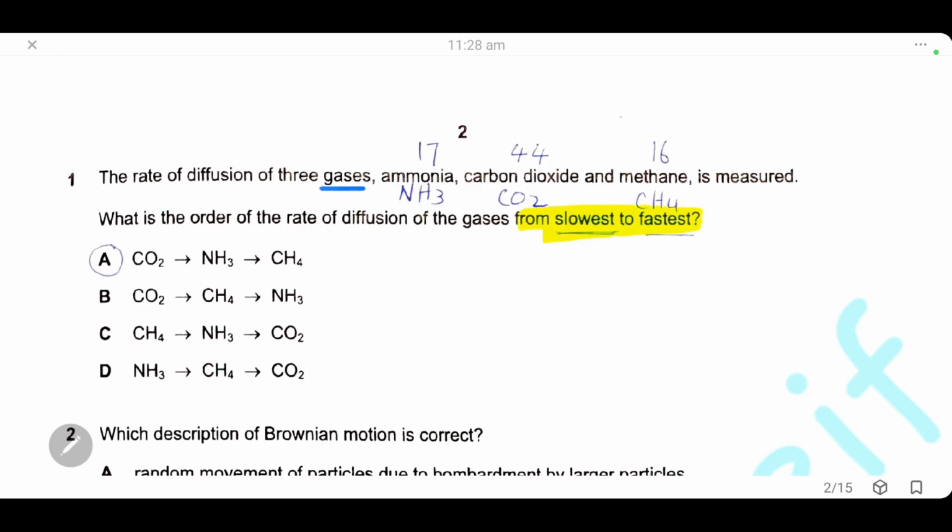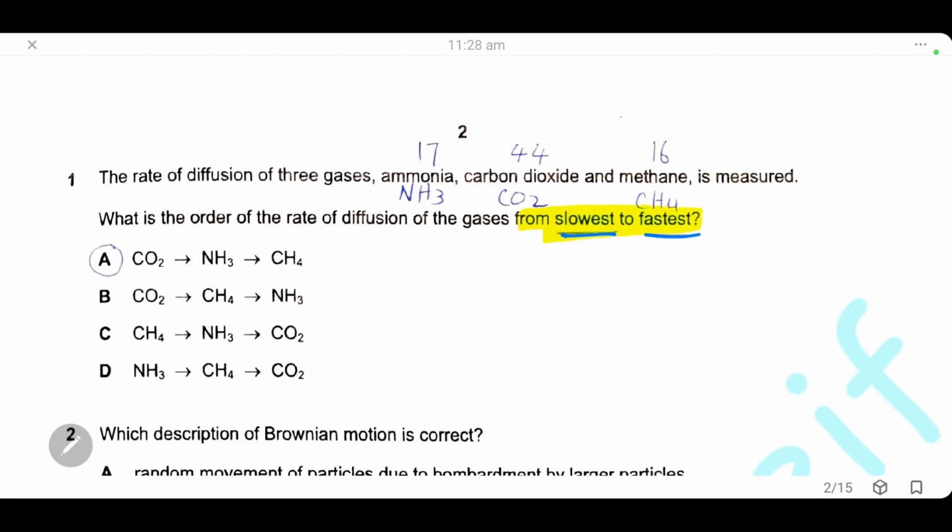Question 1. The rate of diffusion of three gases, ammonia, carbon dioxide, and methane, is measured. What is the order of the rate of diffusion of the gases from the slowest to the fastest? We know that the rate of diffusion is inversely proportional to the molecular mass. The higher the molecular mass, the slower the rate of diffusion.